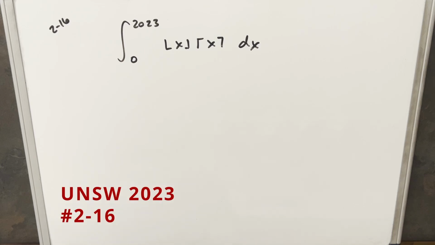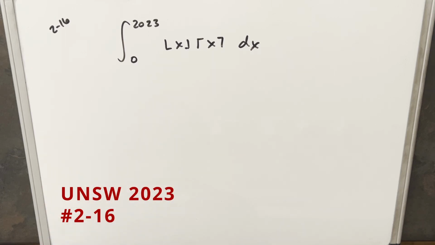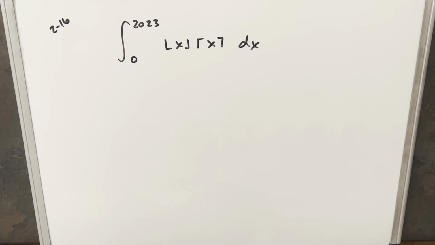Okay, we have here today another integral on the board from the UNSW Integration Bee 2023. As you can see, they used that right here in the bounds. This one was from round 2, problem 16. We have the integral from 0 to 2023 of the floor of x times the ceiling of x dx.